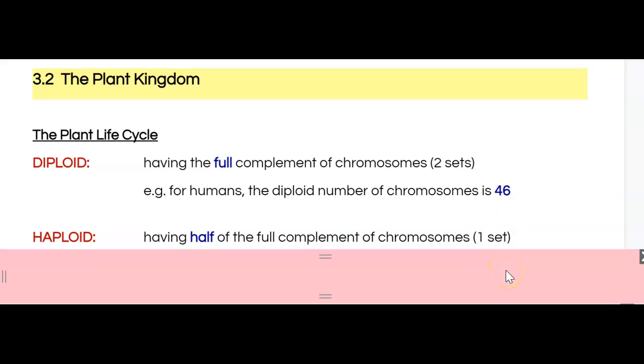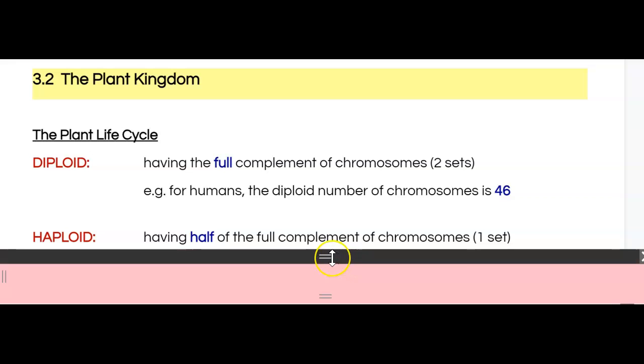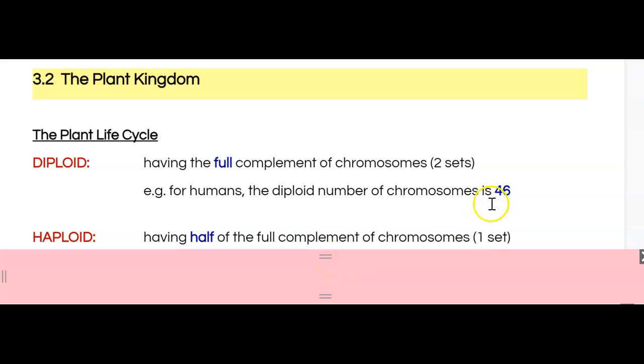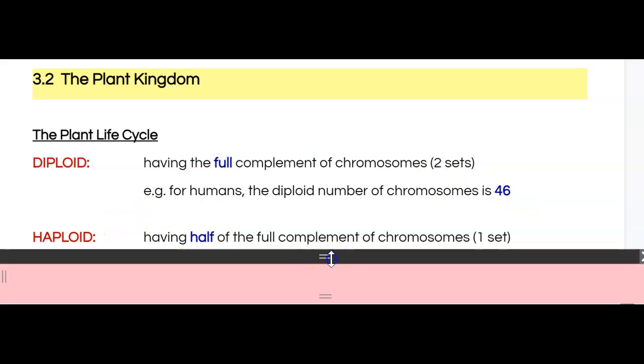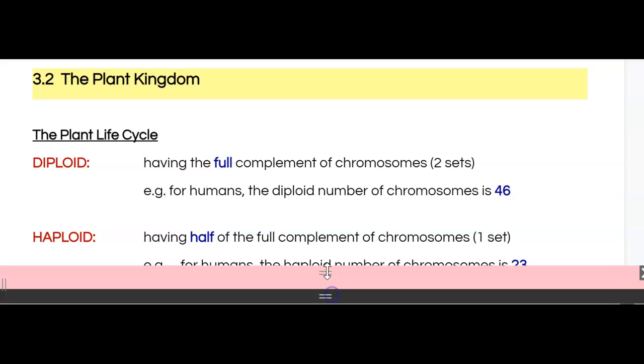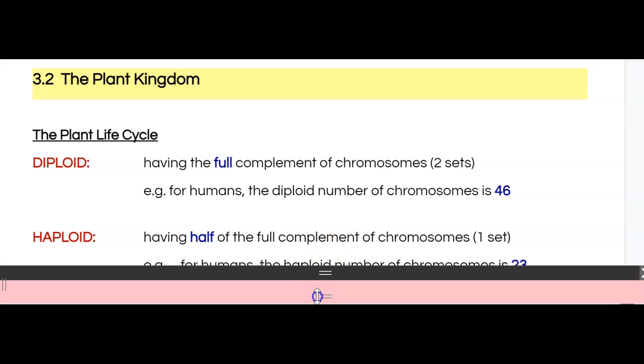Only very specific cells in a human body will have a haploid number of chromosomes, and those are our reproductive cells. So for example, for humans, if our diploid number is 46, what must our haploid number be? Well, I'm hoping you deduced that that would have to be 23.